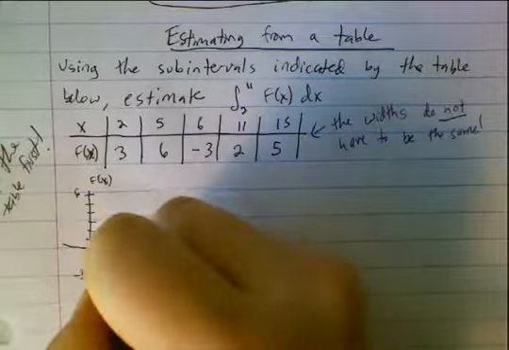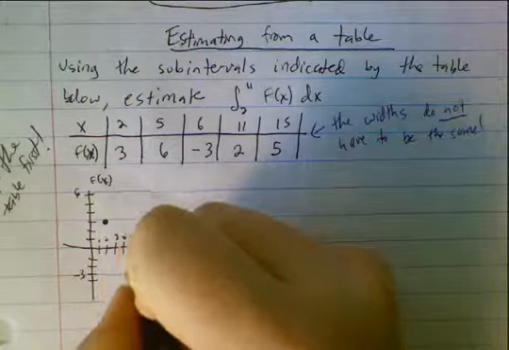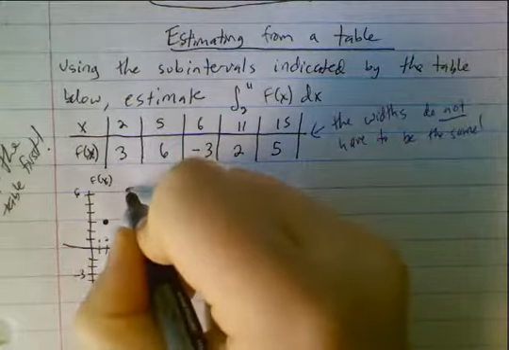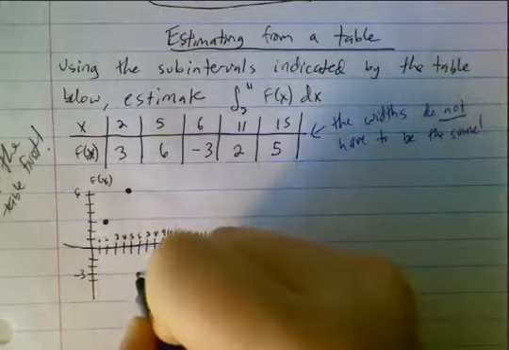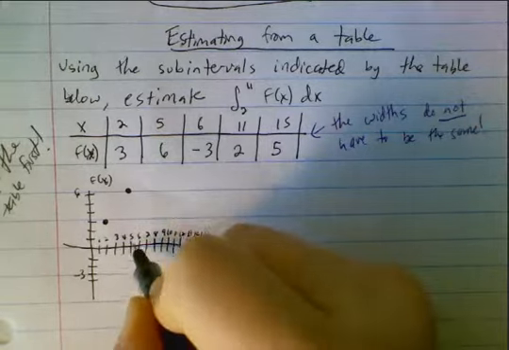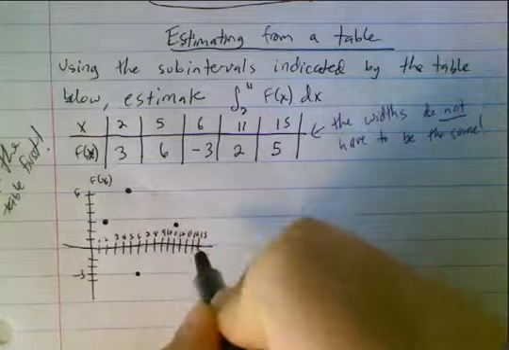When x is 2, f of x is 3. I'll put a nice dot right there. When x is 5, f of x is 6. When x is 6, f of x is negative 3. At 11, there's a big jump, and this is 2.